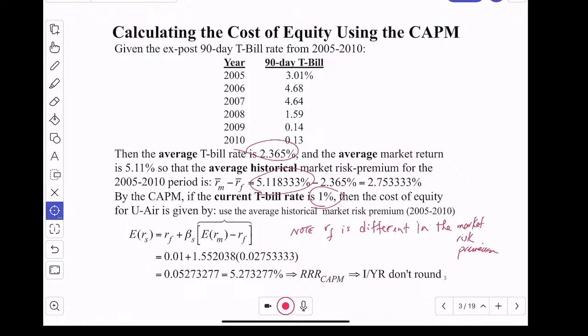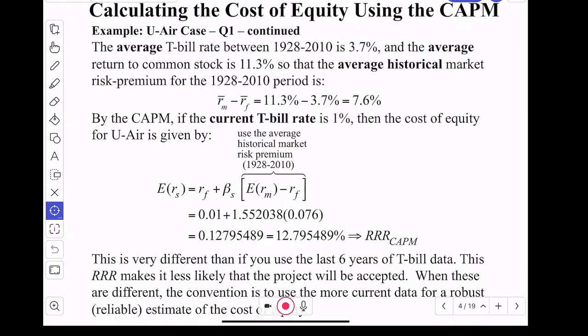So the average historical market risk premium for that period was this. That was using all that data. But I will use the current T-bill rate here, mainly because they're different. I guess that's the best way to say it. Okay, so we get 5%. So now what?